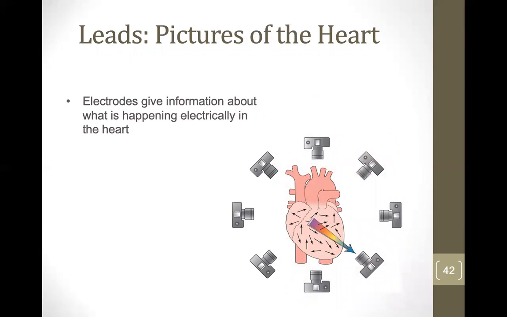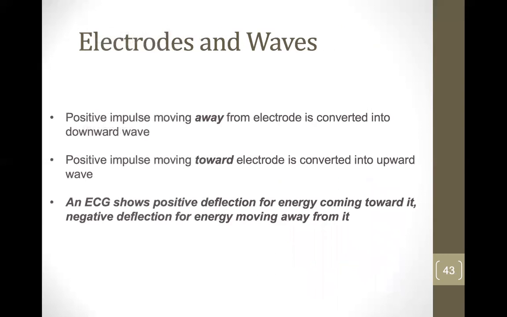What I want you to think of is that essentially looking at these vectors or looking at the lead or the axis of the heart and this graph that's going to come out, it's a picture of what's happening electrically within the heart, right? So we can place different electrodes around the body, and they're going to read what's happening electrically within the heart.